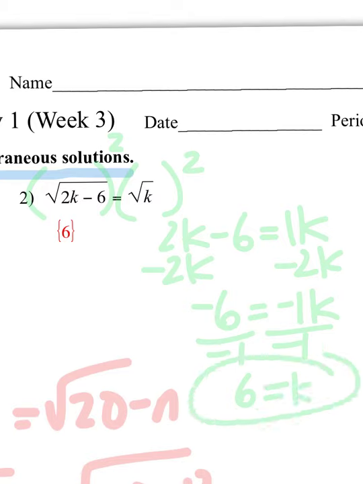Again, when you would go to check this answer, you would take that solution, that 6, and you would substitute it back into both of those locations. Alright, some mental math. 2 times 6 would be 12. 12 minus 6 would be 6, which does in fact equal 6. And so that answer checks out as well.